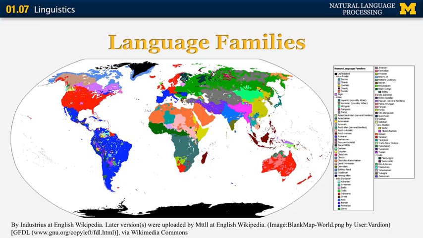So this chart here shows you a relative distribution of the language families in the world. It's a little bit hard to see on the screen, but you can get the original version from Wikipedia. You can see that there are many different language families and that they're distributed all over the world.